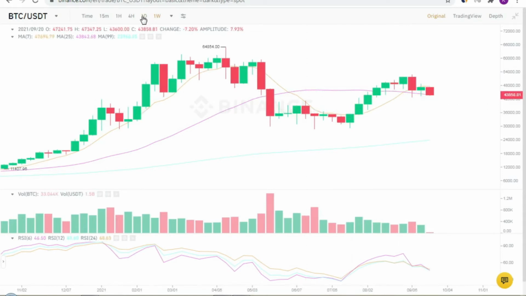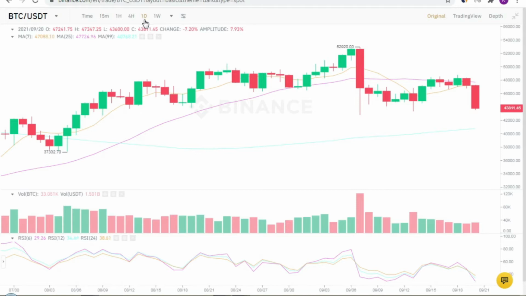So let's zoom in again to the daily time chart. Each candle here represents 1 day of price action. So if you count 30 candles, you will get a month of price action.